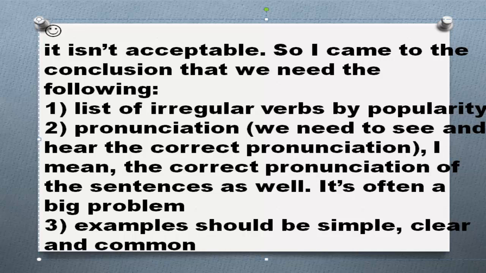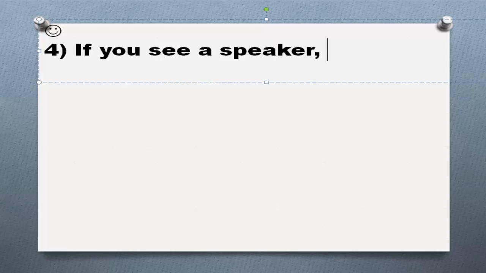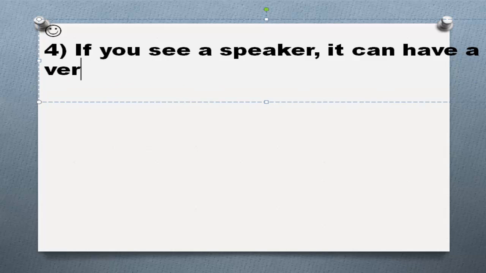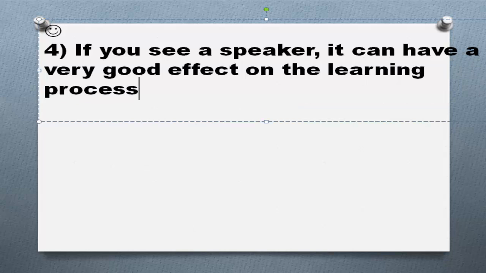But that's not all. Это еще не все. If you see a speaker, если вы видите того человека, который говорит, it can have a very good effect on the learning process, это может иметь очень хороший эффект на процесс обучения. It's real communication, это живое общение.